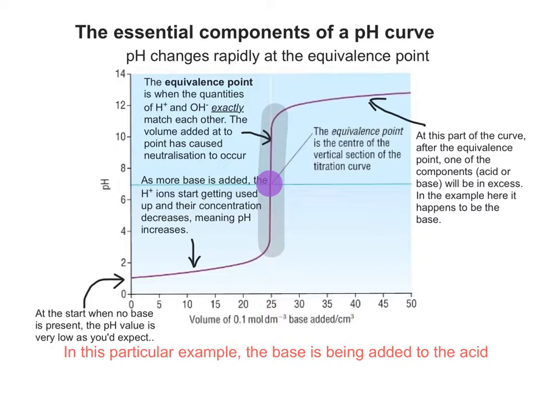It's also worth pointing out that the equivalence point is in the middle of that vertical line. So the equivalence point is the centre of the vertical section of the titration curve. And the part of the curve where the pH changes sharply is called the vertical section. The equivalence point sits within the vertical section.